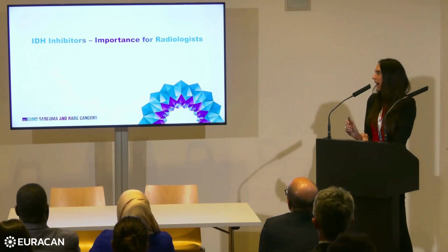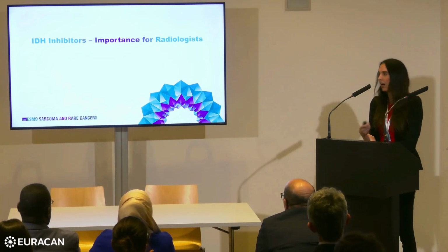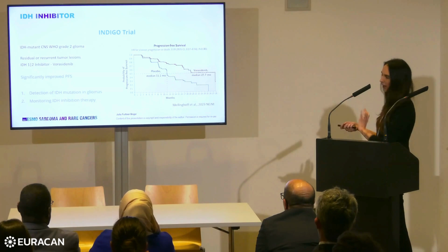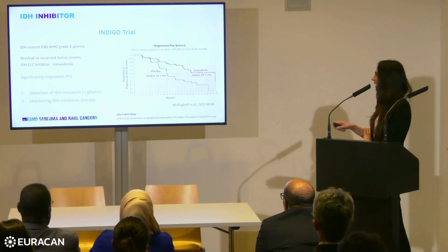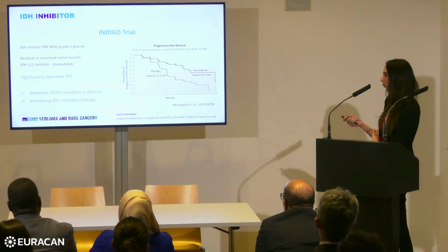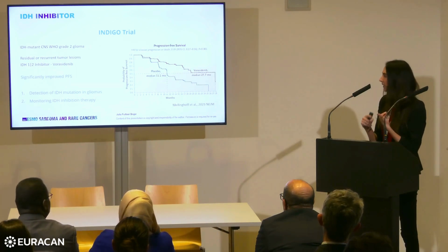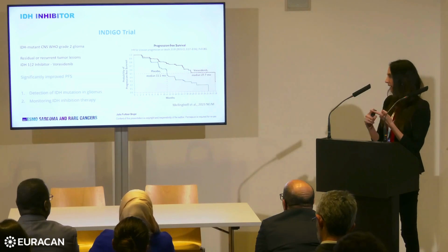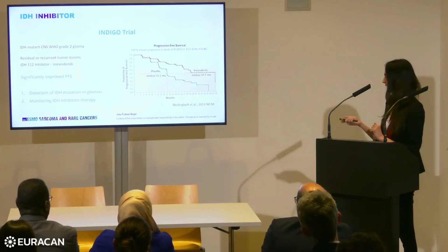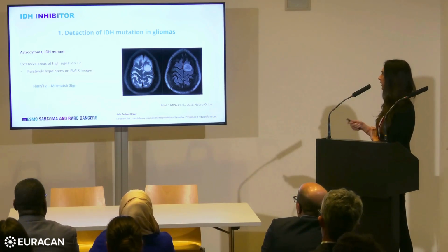When it comes to IDH inhibitor therapy, do we as radiologists know what to do, or is there anything we should be aware of? I think I should talk about the INDIGO trial, because Martin van den Bent talked about it already. But since then, we as radiologists have been more and more asked, first, is it possible to detect IDH mutation in gliomas? And the second thing, should we be aware of something when monitoring patients on IDH inhibitor therapy? So starting with the first, the detection of IDH mutation in gliomas.